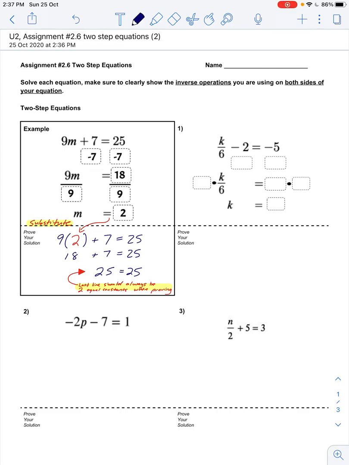We're going to go through and redo the problems here just on the first page, in case you're having a little trouble with the two steps. So for question number 1, my equation is k divided by 6 minus 2 equals negative 5.